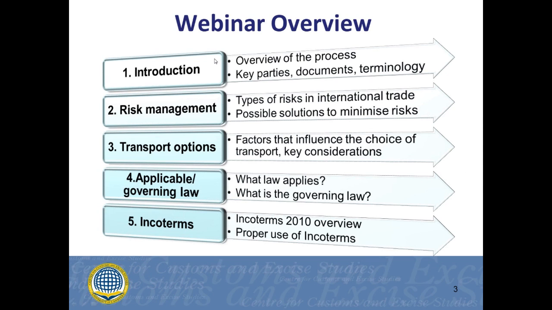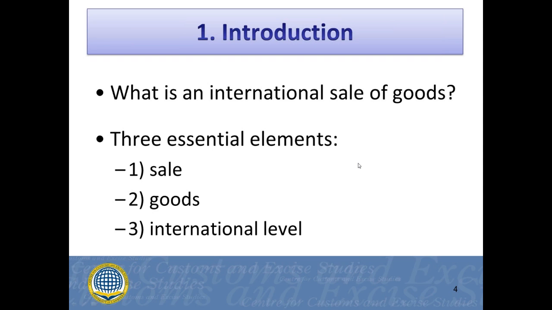In this webinar, we'll be looking at international trade transactions in the context of private international law, that is commercial transactions between private parties, such as between companies or between companies and individuals, as opposed to public international law. And we will also have a particular focus on the international sale of goods rather than the sale of services. Customs officials and traders must have a sound appreciation of the international trading practices, including the commercial and legal aspects of international trade transactions, especially international sale of goods.